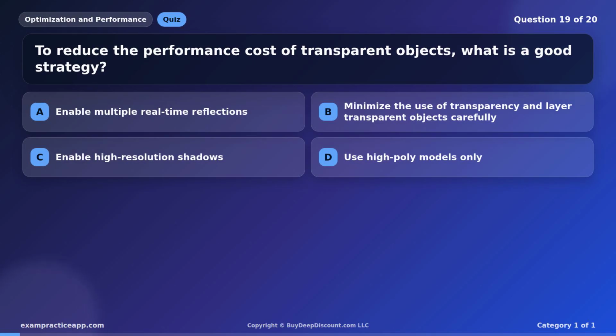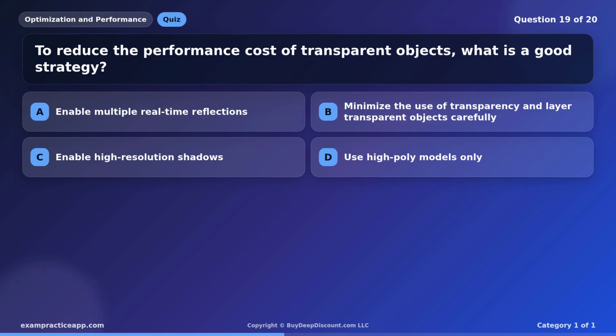Question 19. To reduce the performance cost of transparent objects, what is a good strategy? Option A, enable multiple real-time reflections. Option B, minimize the use of transparency and layer transparent objects carefully. Option C, enable high-resolution shadows. Option D, use high-poly models. Take a moment to choose your answer.